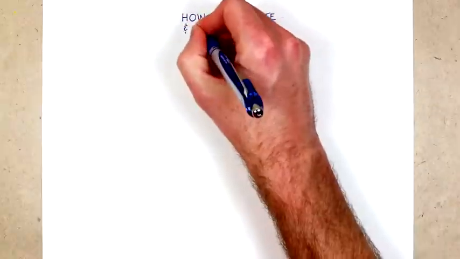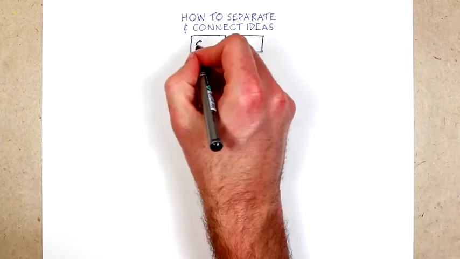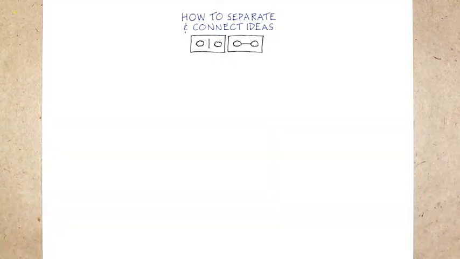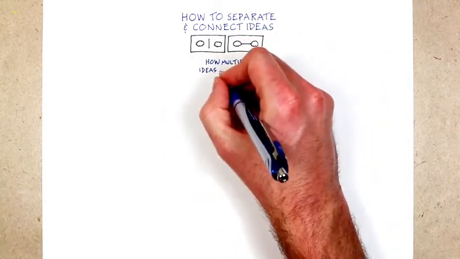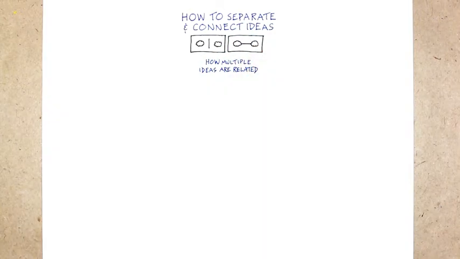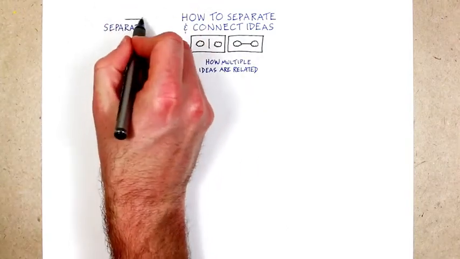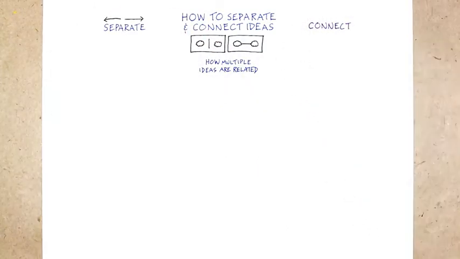Having seen the role that layout plays in the big picture of visual note-taking, let's now dig into some specific ways to separate and connect ideas on the page. I would argue that the primary purpose of layout is to demonstrate how multiple ideas are related to each other. You can use layout to separate ideas, and you can also use layout to connect ideas. Let's look at each of those tasks separately, and then we'll look at how you might combine them in useful ways.